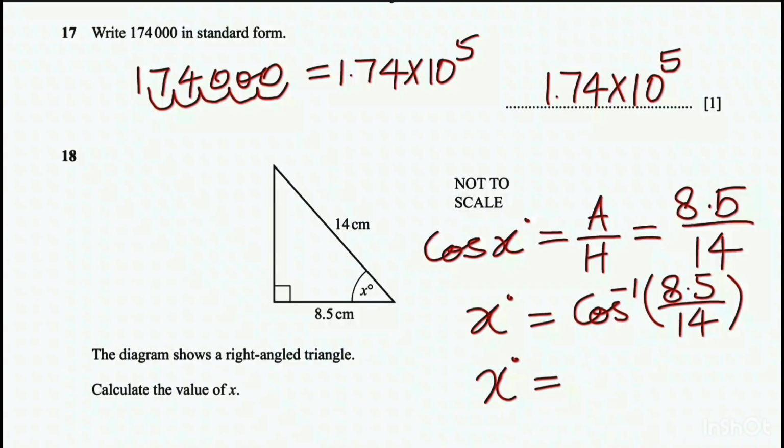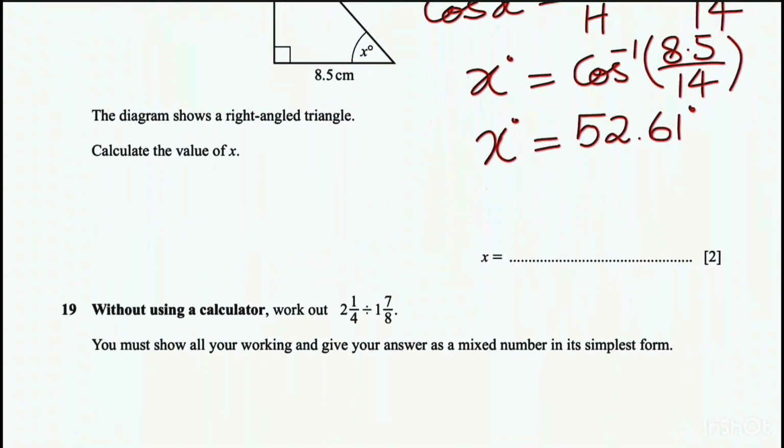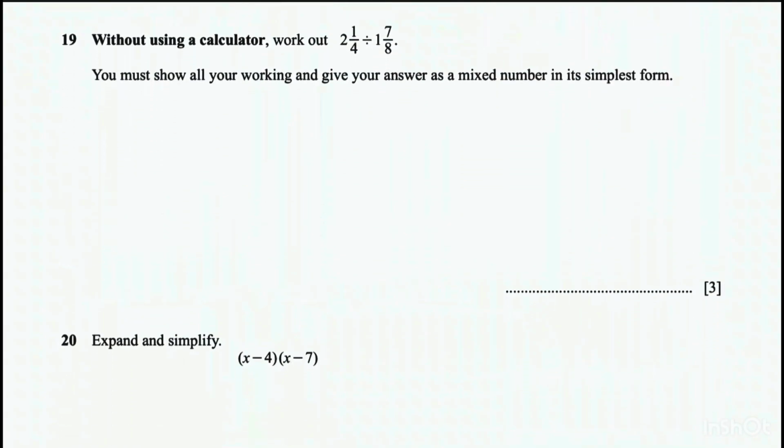A scientific calculator will be required, and it is allowed in this paper. It is paper core 1, IGCSE 0580, May June 2024 paper is being solved. So the answer of cos inverse of 8.5 by 14 is 52.61 degrees. So the angle is calculated. We need to write this in the place where the answer has to be written. We need to follow all rules and instructions. We have to show compliance with all instructions given in the beginning of the paper also.